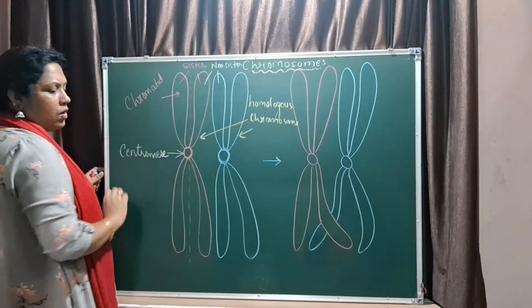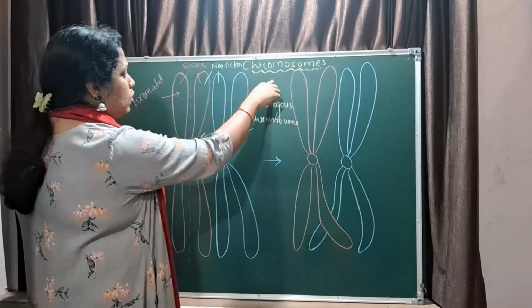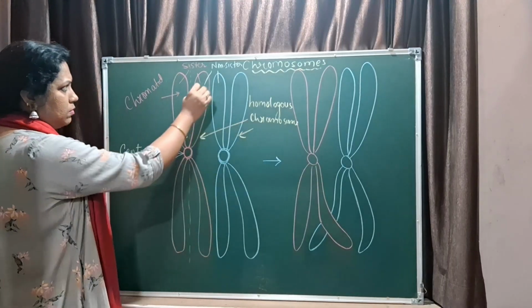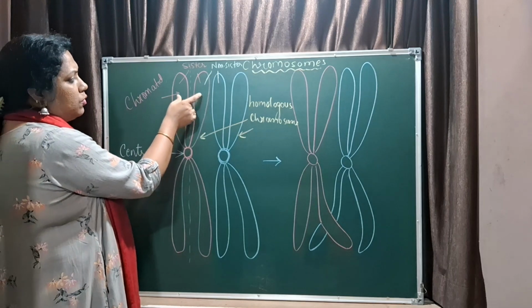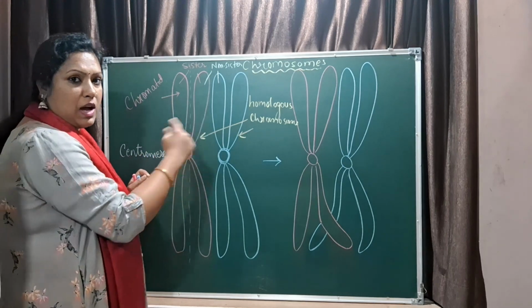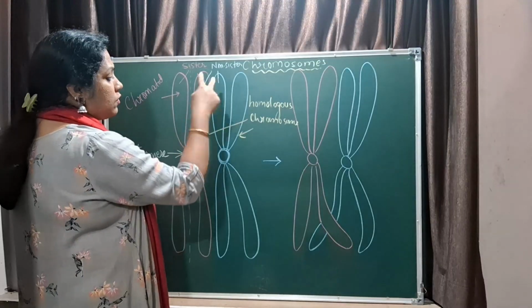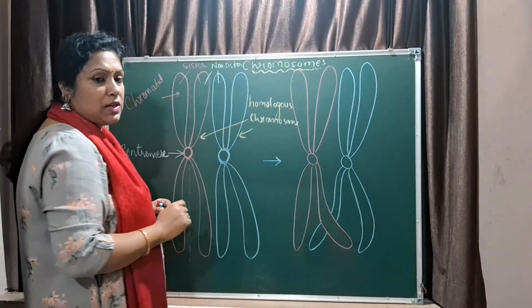A centromere. Fine. If you have understood the difference, that chromosome, this entire structure is a chromosome. This single unit is called a chromatid. These two wings of the same chromosome after the division is the sister chromatid. The two wings of the different chromosomes but the homologous ones are called non-sister chromatids.